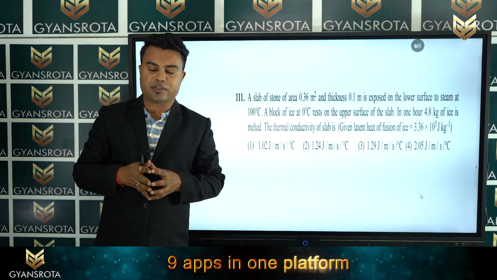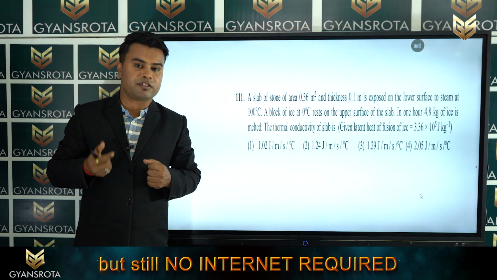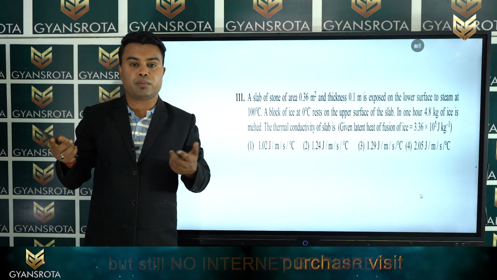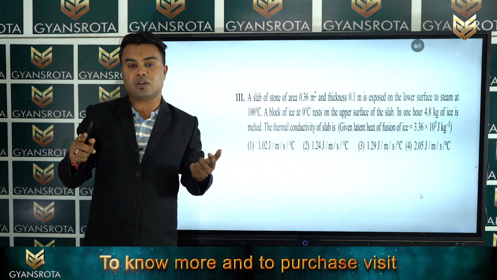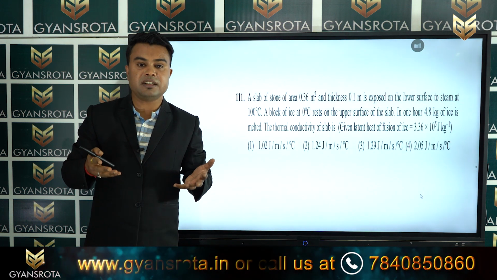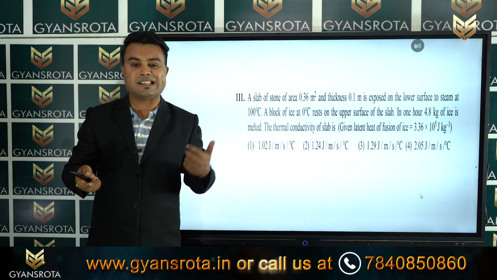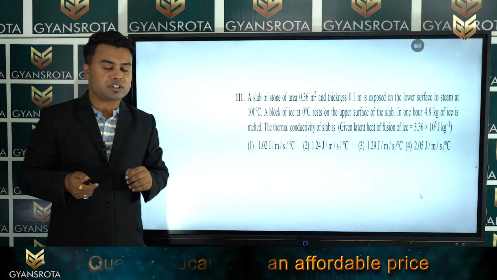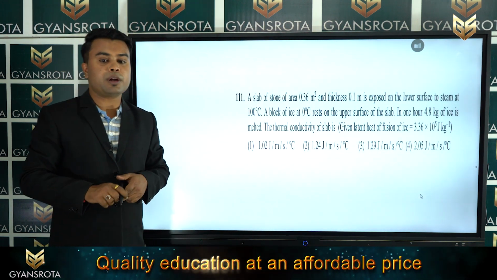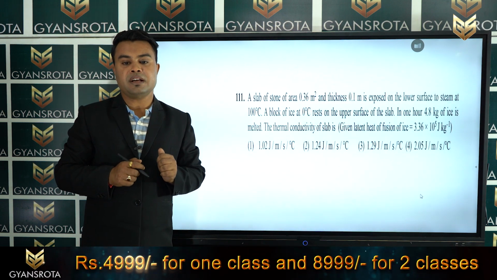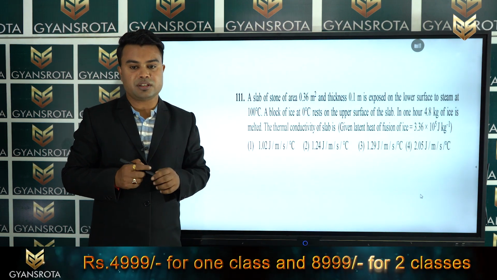This question came from the chapter thermal properties of matter, where the thermal conductivity is given to you, that it is directly proportional to the change in temperature. It is also directly proportional to the area of the conductor and inversely proportional to the distance. If you solve this one, you will see that the correct answer for this question will be answer number 2, that is 1.24 joule per meter per second per degree Celsius.